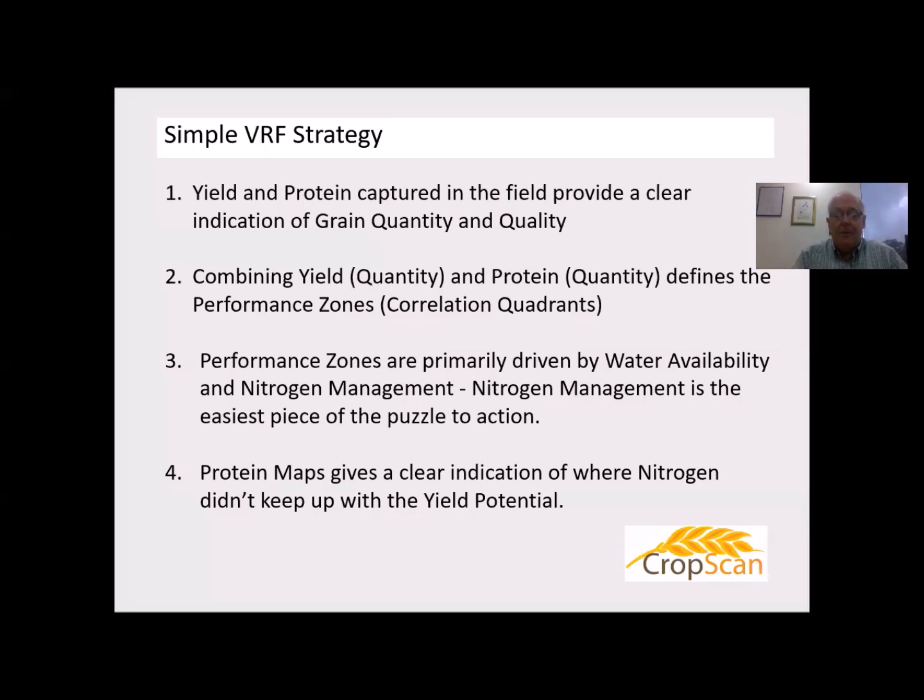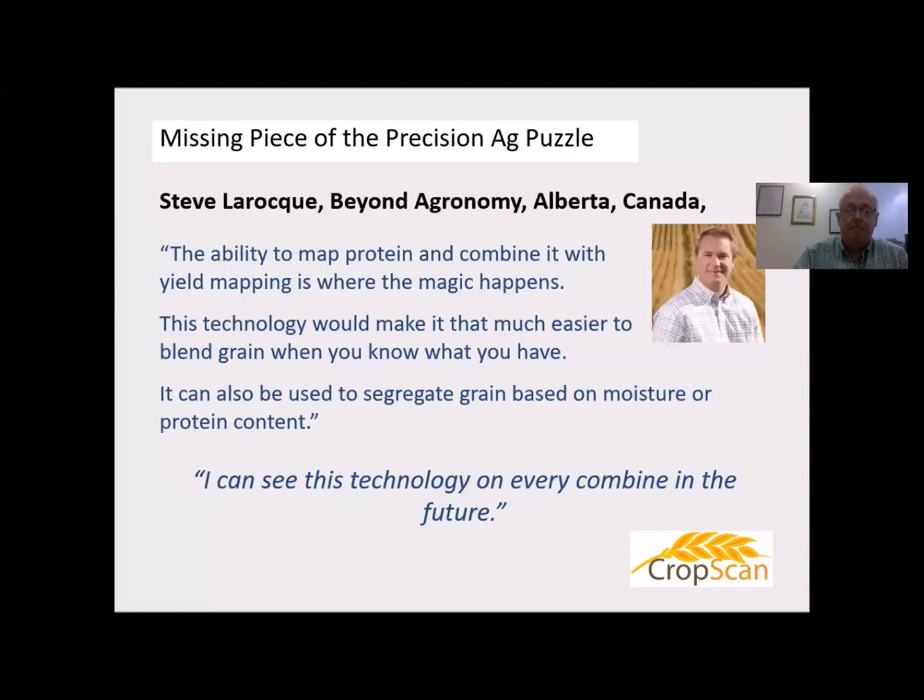The protein maps, these performance maps, give you a clear indication where the nitrogen didn't keep up with the yield. In other words, if you use the protein measurement as an indicator of where I haven't reached my yield potential, then that gives you the first place to look at.